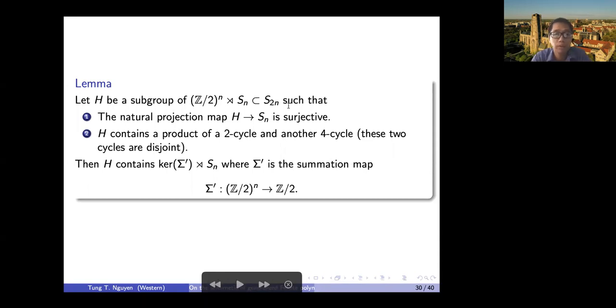So now, in order to deal with these exceptional symmetries, we found the following lemma. If you have a subgroup H of this semi-direct product satisfying the following conditions: the natural projection from H to Sn is surjective, and H contains a product of 2 cycles and another 4 cycles, and these cycles are disjoint. Then the conclusion here is that H has to contain the kernel of sigma star semi-direct product with Sn. So that is our strategy to deal with the case where the discriminant of f is a perfect square.